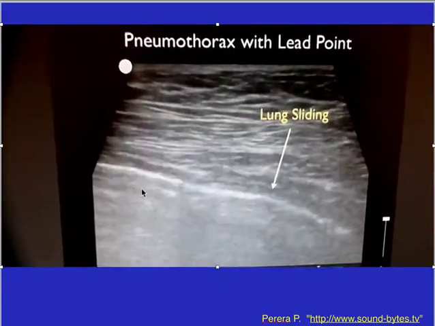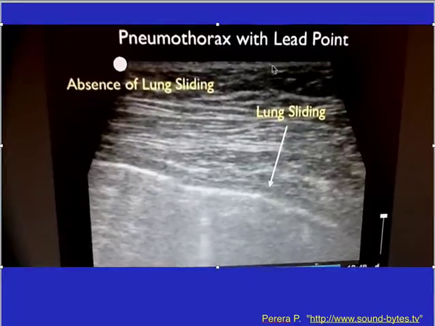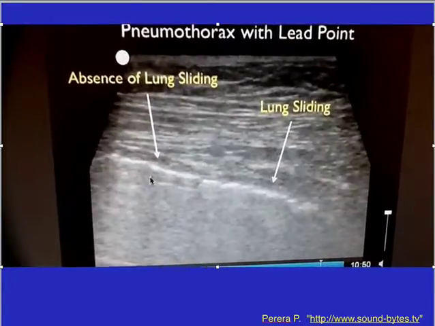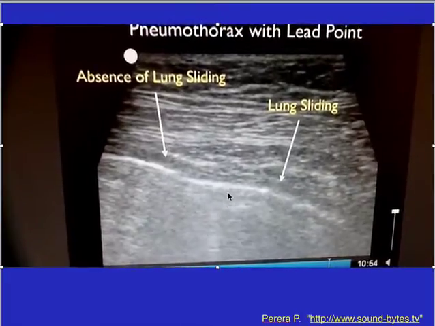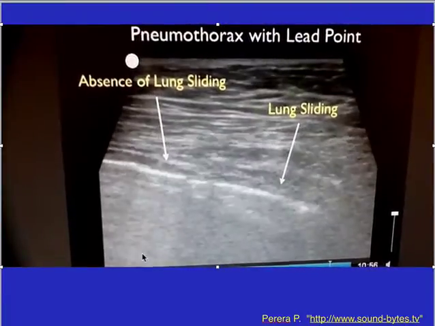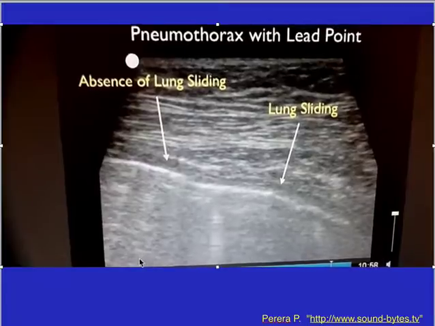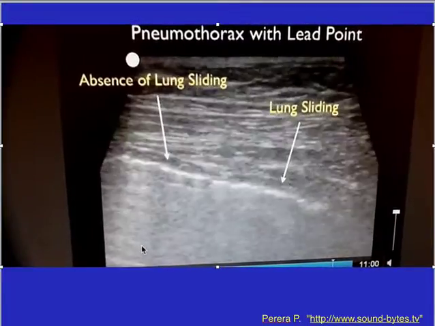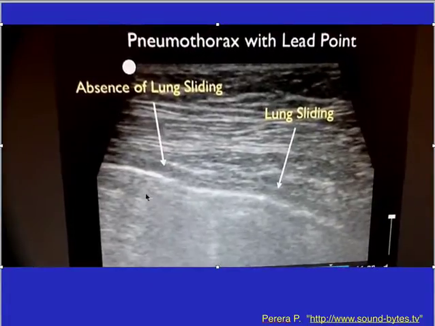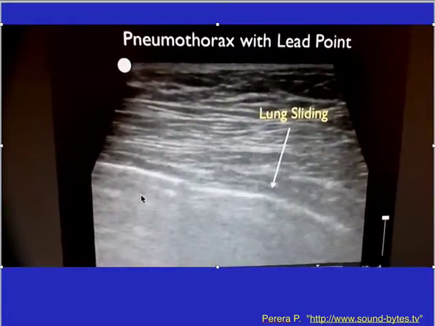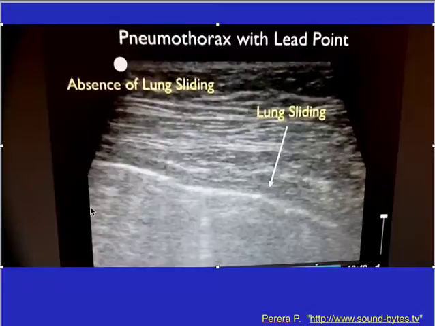Here's a pneumothorax with what they call a lead point, but it's also called a lung point. Essentially you can see absence of lung sliding on this side, and you can see lung sliding present on this side. As the patient takes a deep breath, you see sliding over here and no sliding over here. Don't worry if you don't see it exactly. I have a few more slides on this.